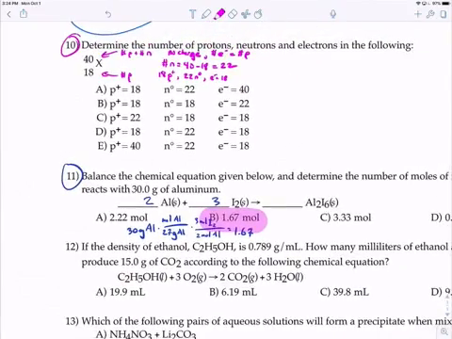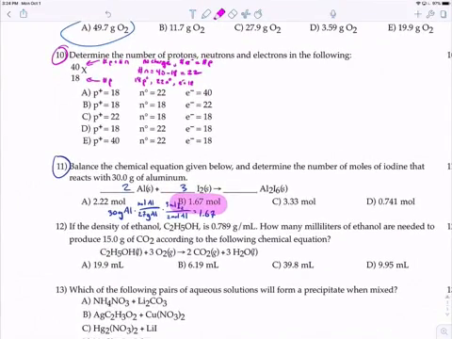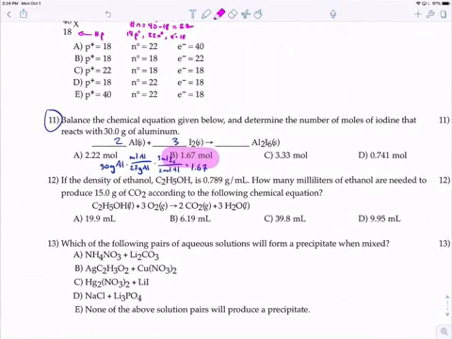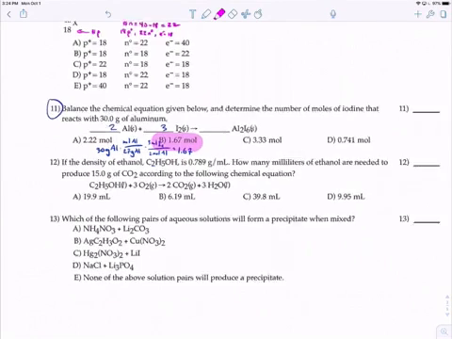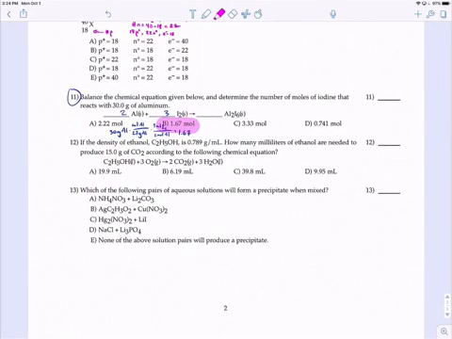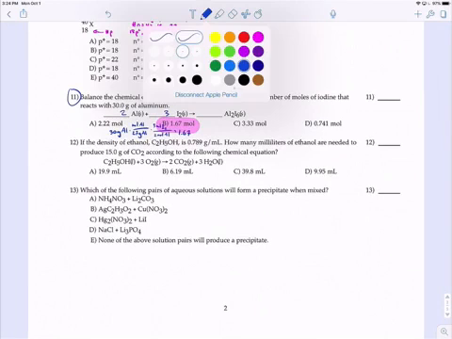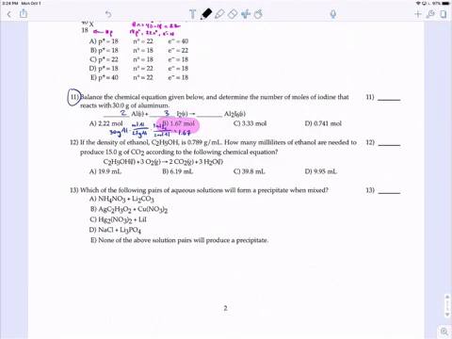Okay. All right, next one. A lot of students hate this one. Okay, I'll do it in black. Density of ethanol is 0.789 grams per milliliter. How many milliliters of ethanol are needed to produce 15 grams of carbon dioxide by this chemical equation?